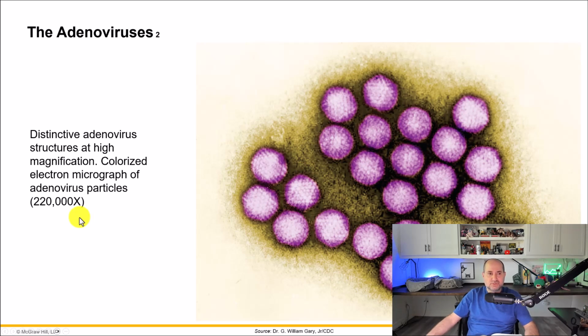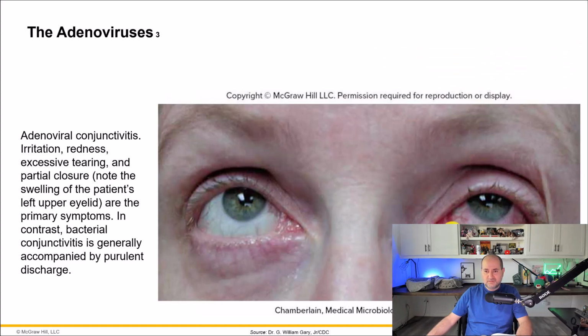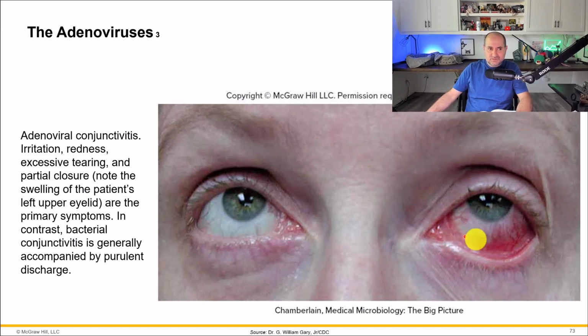This is a distinctive structure, and you can see that non-enveloped icosahedral capsid. Here you can see the irritation that's caused by adenoviral conjunctivitis. You have irritation, redness, excessive tearing, and partial closure and swelling of the eye. You can tell the difference between adenoviral conjunctivitis versus bacterial conjunctivitis because adenoviral conjunctivitis doesn't result in pus formation. However, bacterial conjunctivitis is generally accompanied by purulent discharge or pus-like discharge.